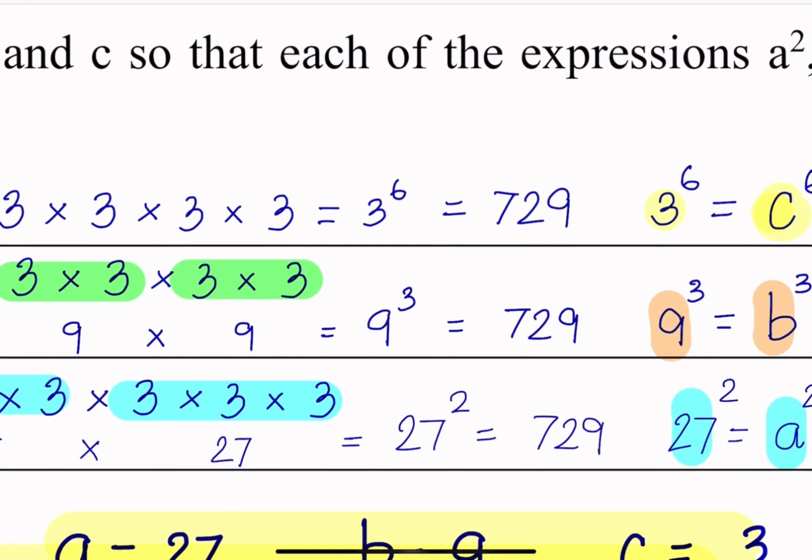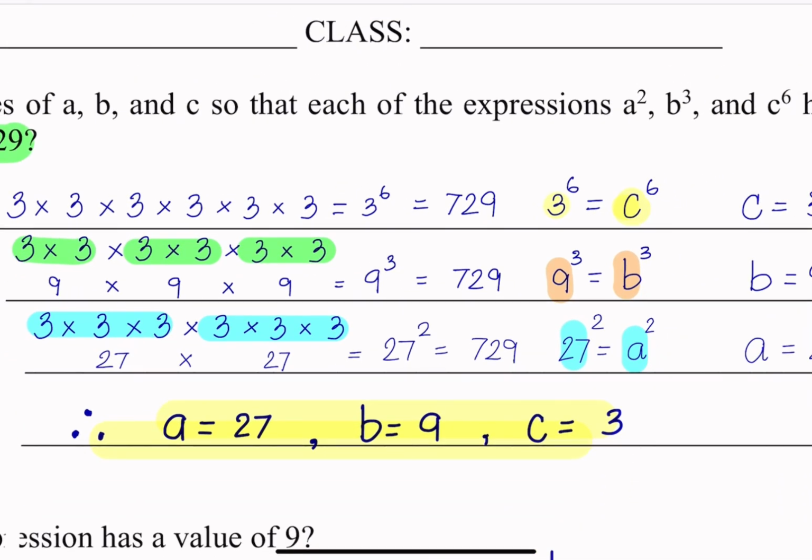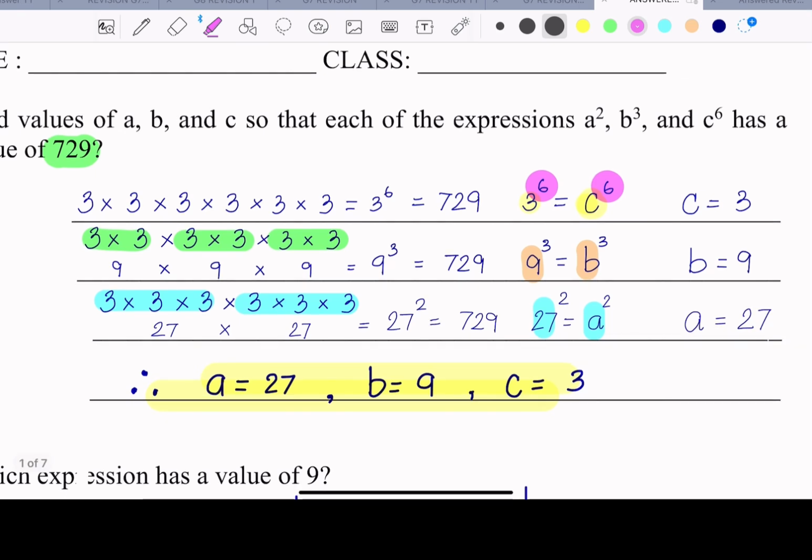And notice we have 3 to the power of 6 and we also have c to the power of 6. They have the same exponent, 6 and 6. Now since they are equal, all you have to do is collect the base. So we have 3 to the power of 6 and c to the power of 6. You could say that c is equal to 3.